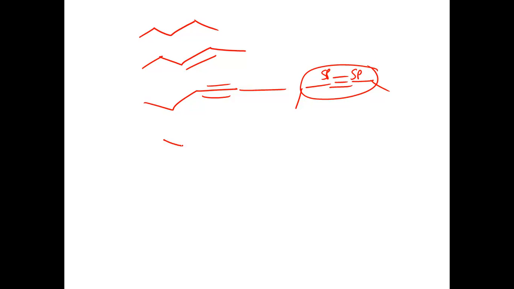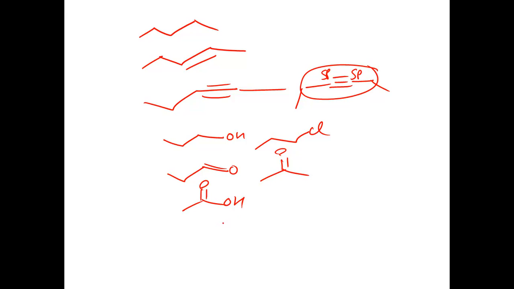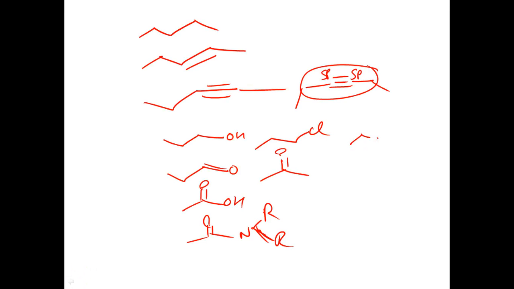Okay. And we have alcohols, we have alkyl halides, and we have aldehydes, we have carbonyls, we have carboxylic acids, amides, these two R groups on nitrogen. I'm on the computer, so I cannot draw them properly. Amides. Can you think of any other functional group that you learned? This is an amide. Okay? Acid chloride, esters.